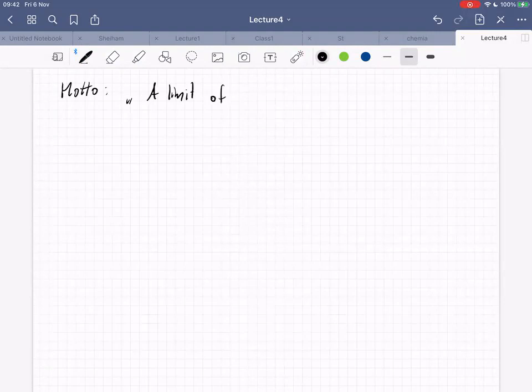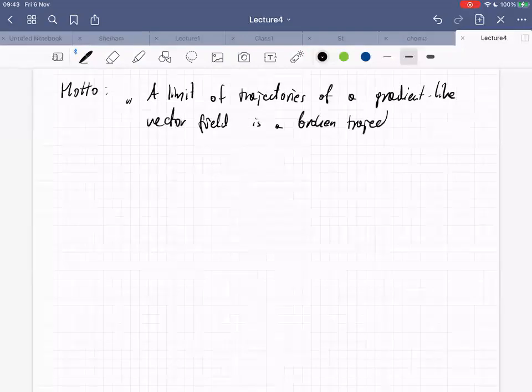A limit of trajectories of a gradient-like vector field is a broken trajectory. This is not a rigorous mathematical statement, but it tells you how to think about limits of trajectories. A limit of trajectories is either a trajectory or a broken trajectory. And of course, it's not precise because I don't say what I mean by a limit, but after seeing the proof, you should be able to adjust the exact statement to your particular needs.